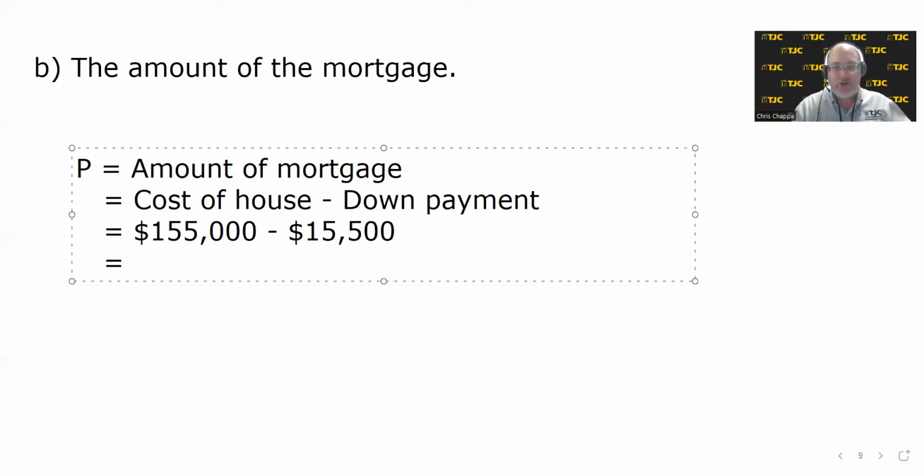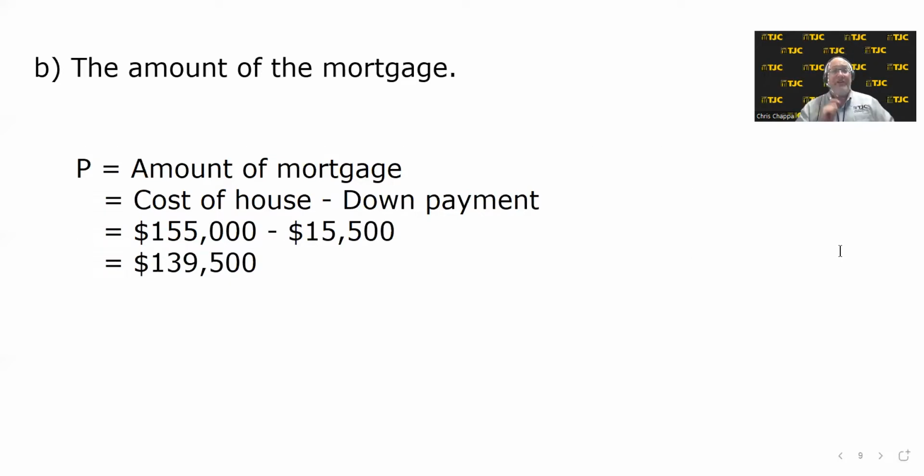And now we just got to do the math. I feel kind of silly using a calculator to do the subtraction problem, but I don't want to make a mistake. We still owe $139,500 for this house. That's what we need to finance. That's what we need to borrow. The amount of the mortgage is the cost minus the down payment. Ideally, you want to borrow as little as possible, which means you want to maximize your down payment, pay as much as you can up front.